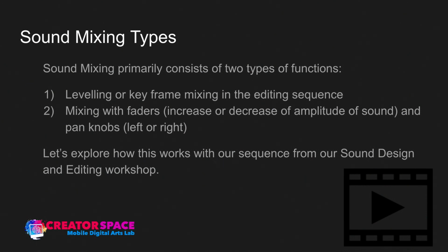Okay, so now in terms of sound mixing types, sound mixing primarily consists of these two types of functions. So we're usually just leveling or keyframe mixing in the editing sequence, and on the picture side, that's usually the first thing I'm doing when I'm picture editing and I'm already putting some levels in. Because it's hard, let's say you're doing a documentary, you have an interview and someone's talking, it's hard to have music underneath it unless you've leveled it down a bit, so you reduce the volume of it. If it's blaring loud, you're not going to hear what the person's saying in the interview. So we've already kind of pre-mixed. So that's a real basic way.